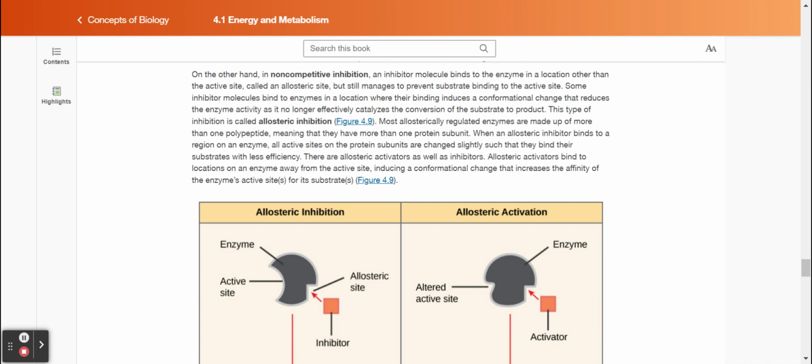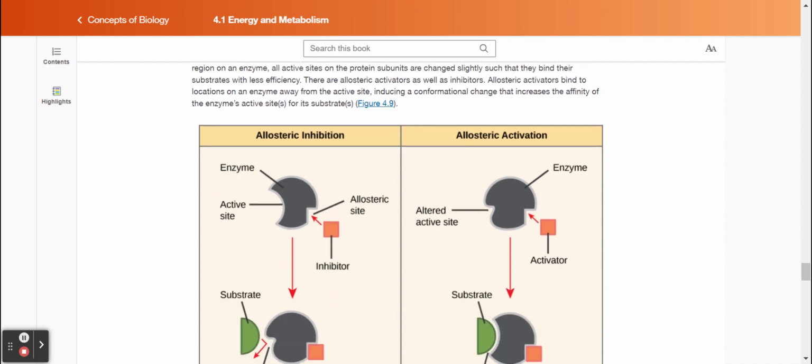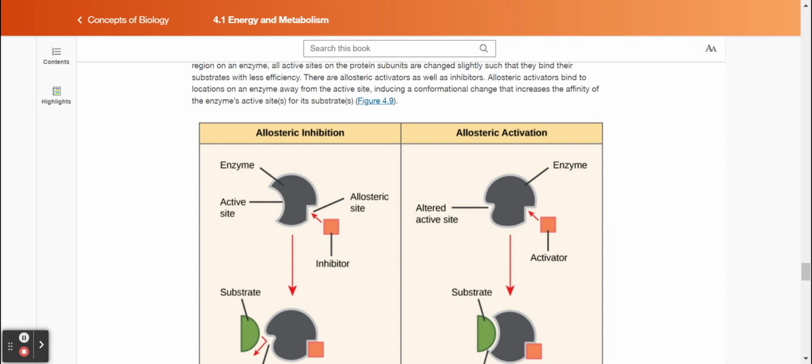There are allosteric activators as well as inhibitors. Allosteric activators bind to locations on an enzyme away from the active site, inducing a conformational change that increases the affinity of the enzyme's active sites for its substrates.